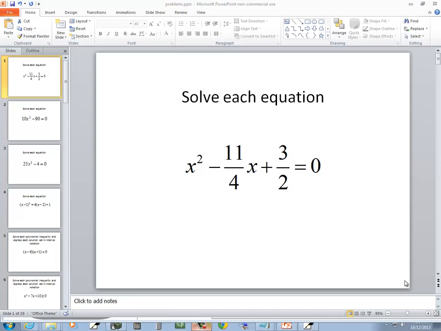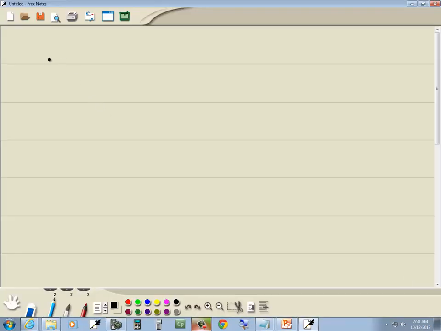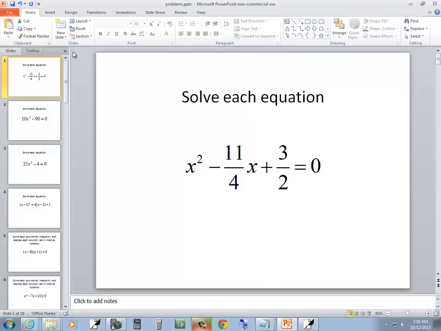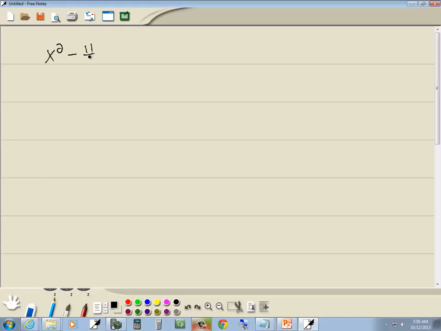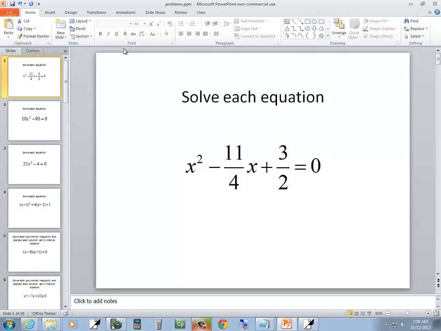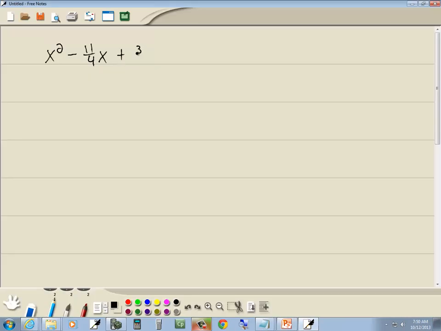Let's take a look at this problem. We've got x squared minus 11/4 x plus 3/2 is equal to 0. Now I would have no clue how to work this problem in the form it's in. Whenever we're factoring, it's always good to get rid of your fractions. And you get rid of your fractions by multiplying everything by the LCM of all your denominators.